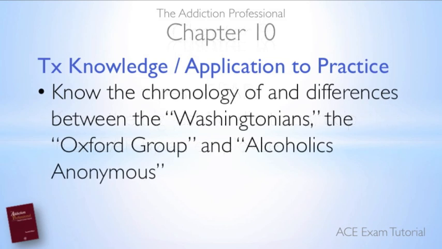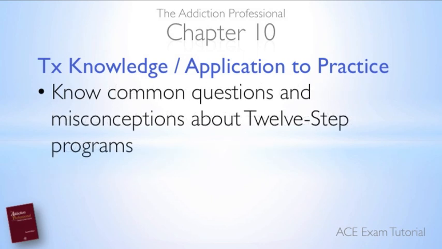In Chapter 10, know the chronology of and differences between the Washingtonians, the Oxford Group, and Alcoholics Anonymous, and which came first. Know about the common questions and misconceptions about 12-step programs.